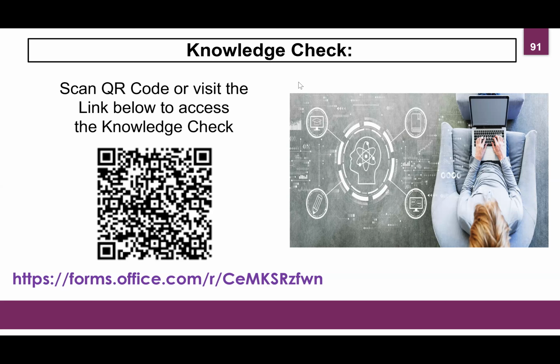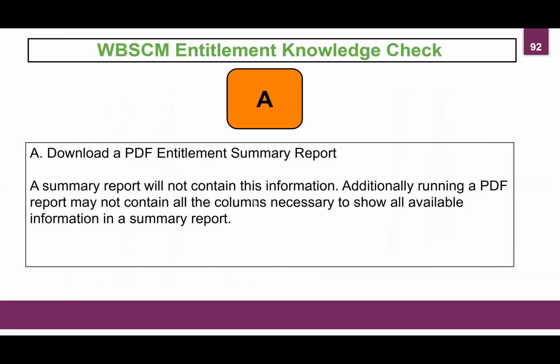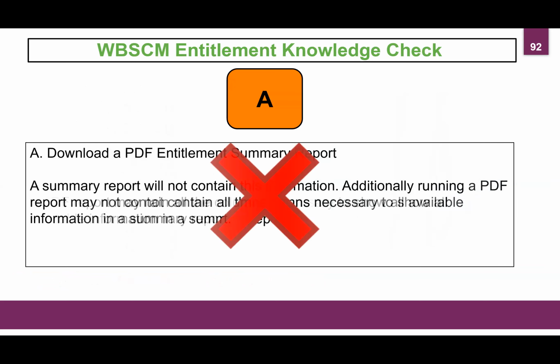Okay, so let's go back through our question. If you chose A, the summary report will not contain this information. Additionally, running a PDF report may not contain all the columns necessary to show all available information in a summary report. So if you chose A, that one is not correct.